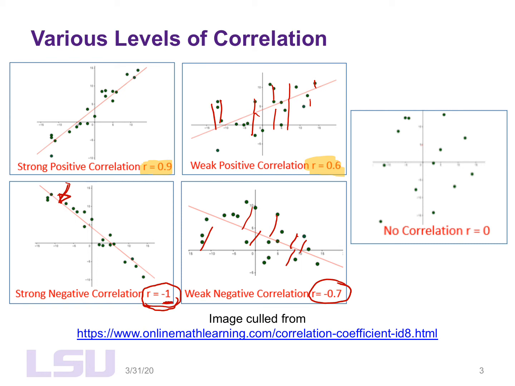What if R is absolutely equal to 0? Then there is no correlation whatsoever. You can't draw a straight line through this data set, right? This is like a cloud. Do you want to draw it this way or this way or this way? It's a cloud of points. There is no correlation between X and Y.